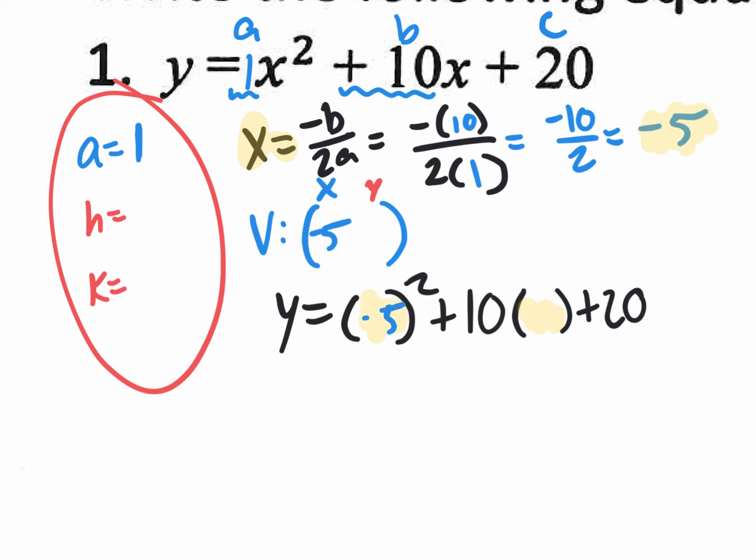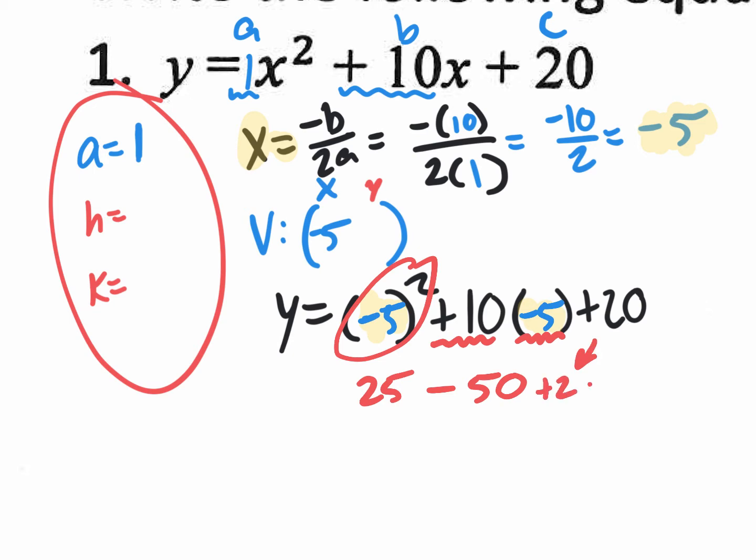Plugging in negative 5 right there, negative 5 over here. Let's do some math. Negative 5 squared, that's negative 5 times negative 5, that's positive 25. Positive 10 times negative 5, that's negative 50. And bring down the plus 20. From left to right, when I go 25, take away 50, that'll give me negative 25. And negative 25 plus 20, that is negative 5. Are you with me? So the vertex y value is negative 5 as well.